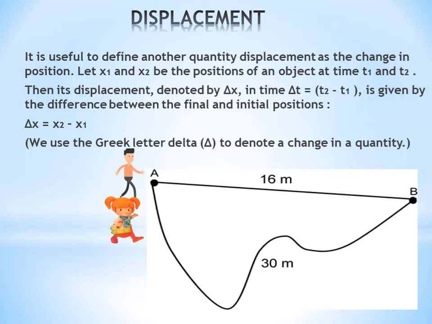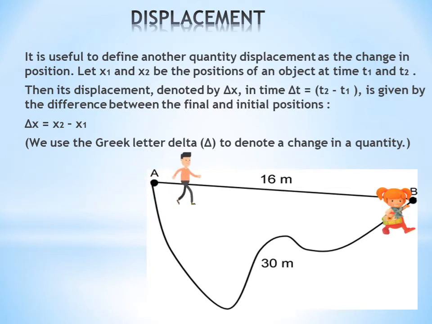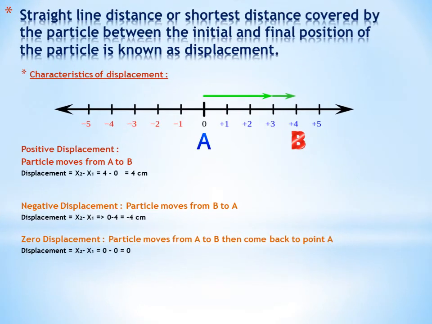In the given figure, we observe a girl moving from point A to B and covering a distance of 30 meters. Similarly, the boy is moving from point A to B, but he covered a distance of 16 meters. That means the girl covered a longer path but the boy covered the shortest path. The straight line distance, or the shortest distance covered by the particle between the initial and the final position, is known as displacement.